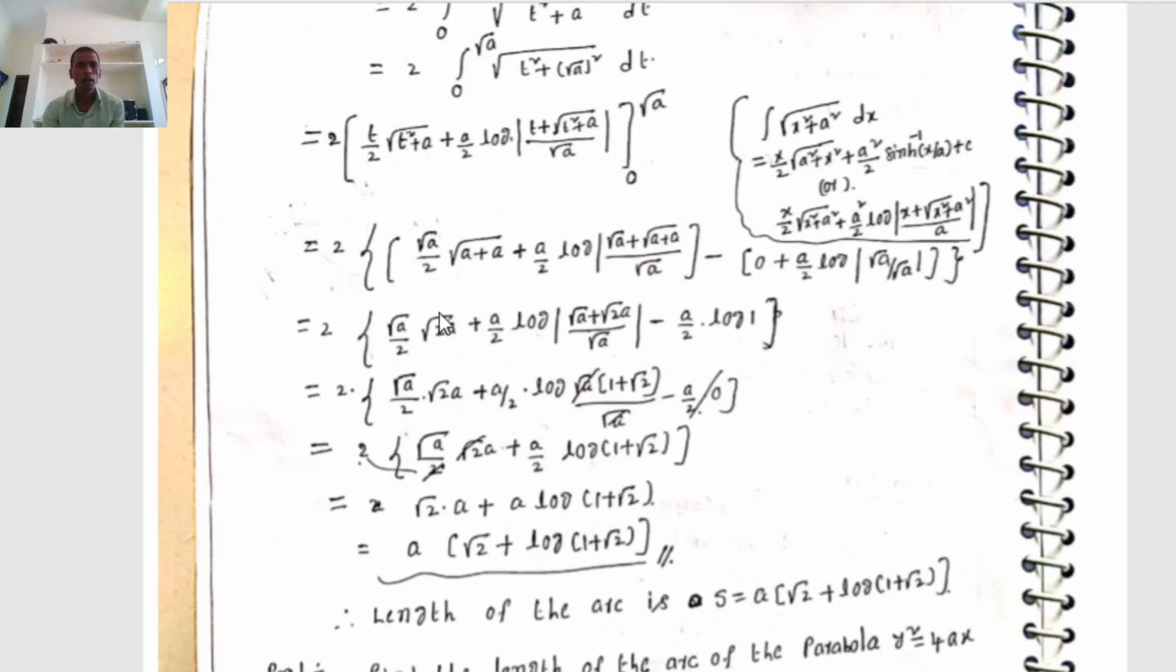Substituting the upper limit, 2 into the integral where t means root a: root a by 2 plus root of a square, meaning root a whole square, which is a, so a plus a by 2, plus a by 2 into log of, substituting t equals root a, root a plus the square root of t square, meaning a, plus a, root of a plus a, by root a, minus the lower limit.